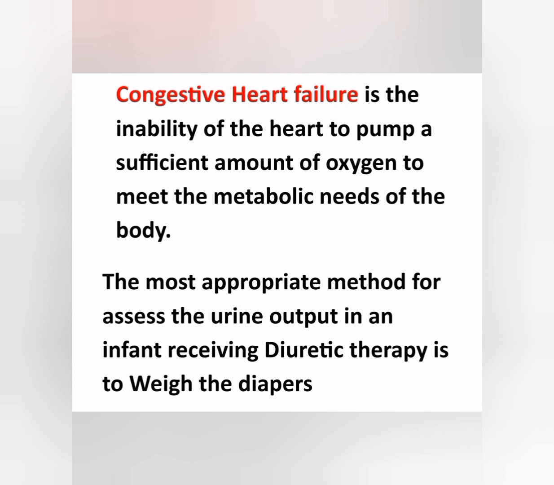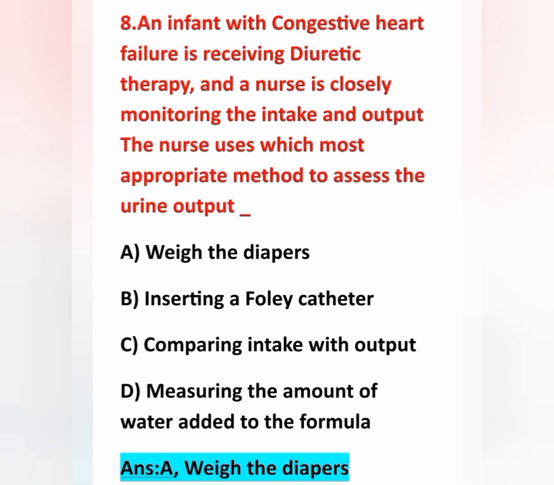Comparing intake and output would not provide an accurate method. Measuring the amount of water added to the formula is unrelated to the urine output. Inserting a Foley's catheter is an accurate method, but we can't do it for infants and children. So among these options, weigh the diapers is the correct answer and accurate for an infant.